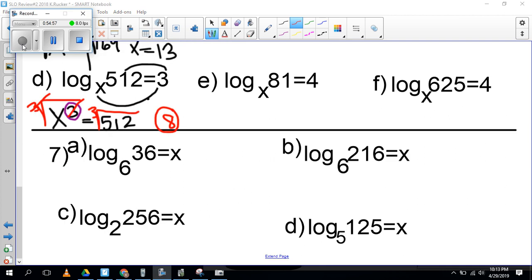Okay, so the next one is number 7. So once again, we're going to do our little loopy-loop. 6 to the x equals 36.